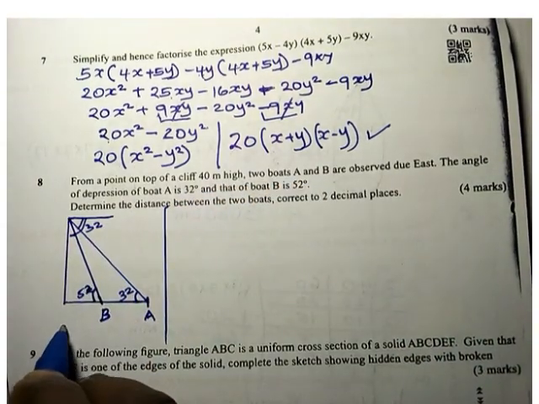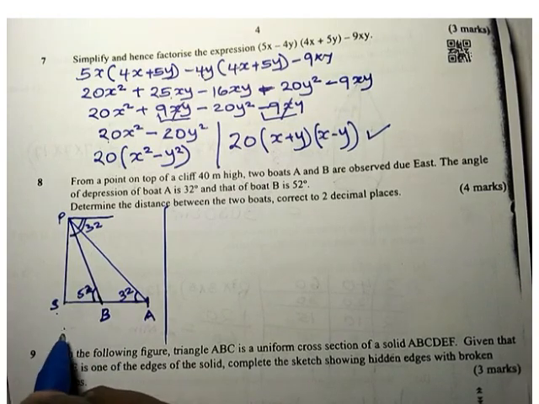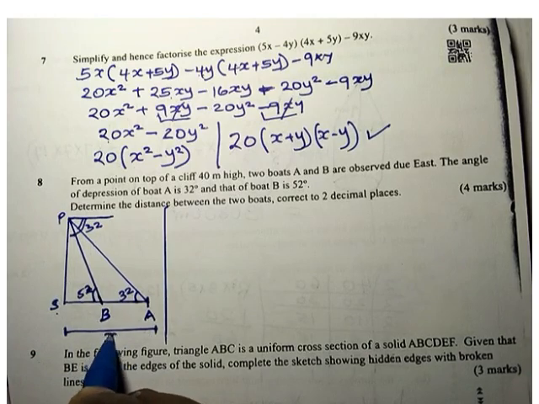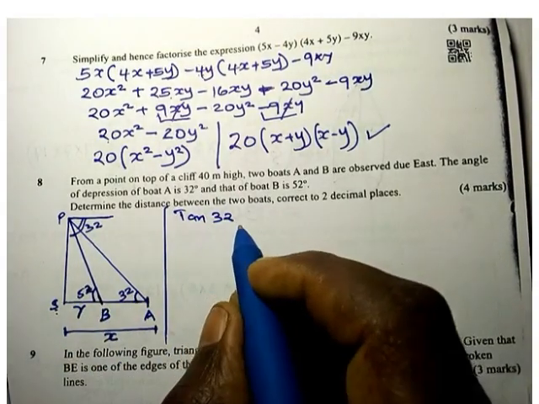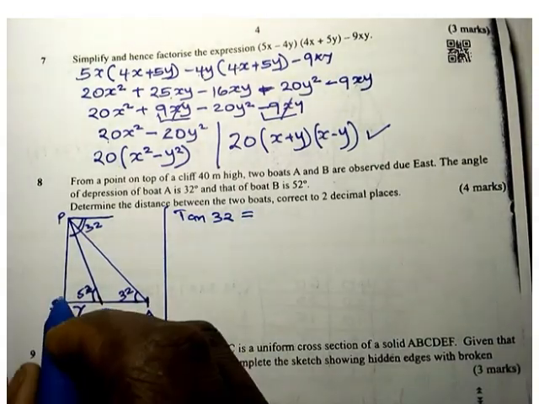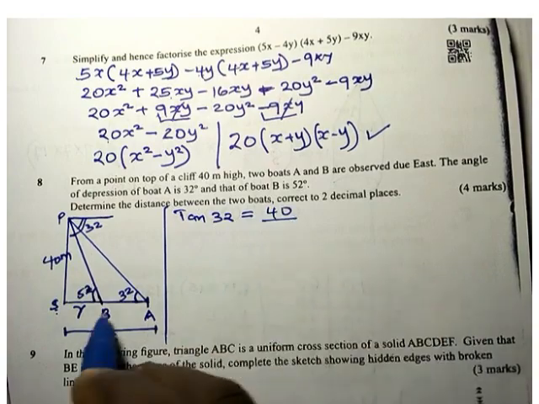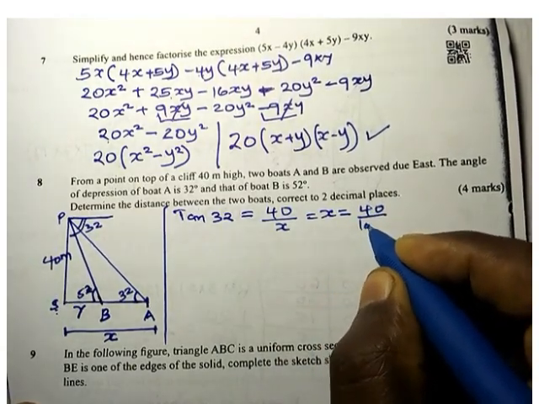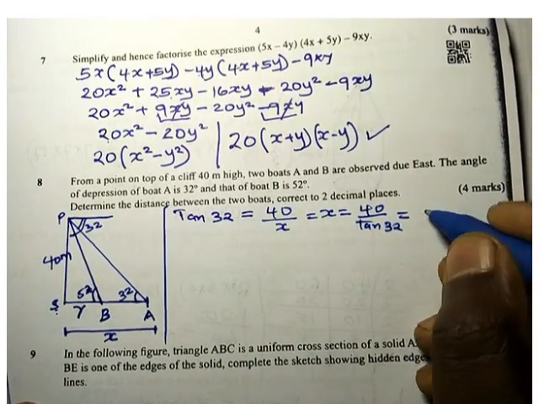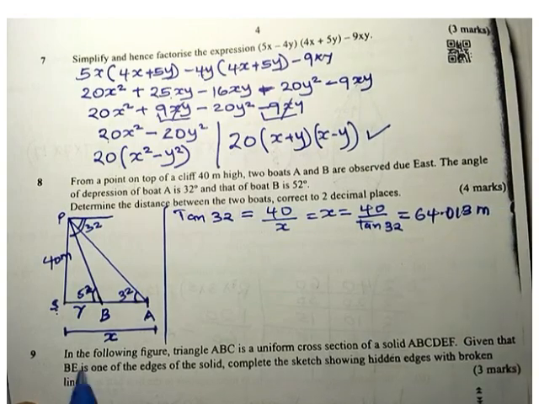Let me call this point S, and here we call it P. So from S to A, the distance is X, and from S to B is Y. Then from the tan, tan 32 is opposite over adjacent. We had been given this height here, 40 meters. So opposite from this angle is 40 over adjacent, which is X. So X will be equal to 40 divided by tan 32, and this will give us 64.013 meters. Now we go to SP.